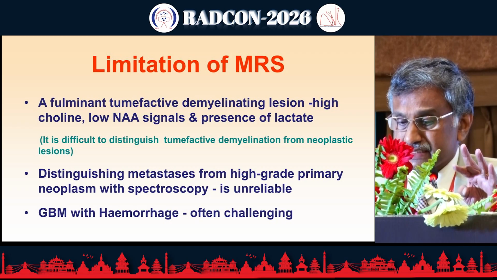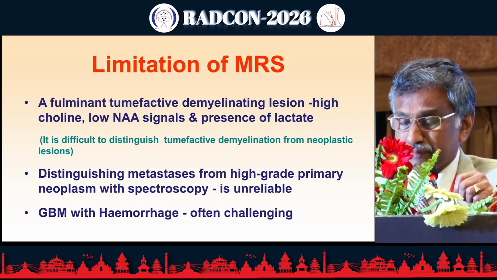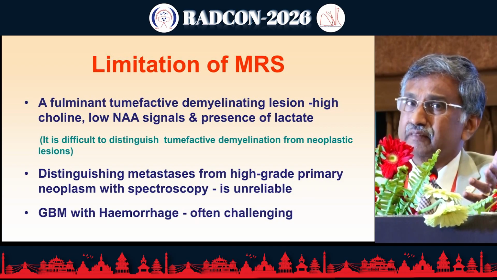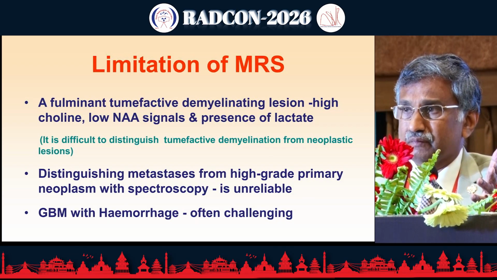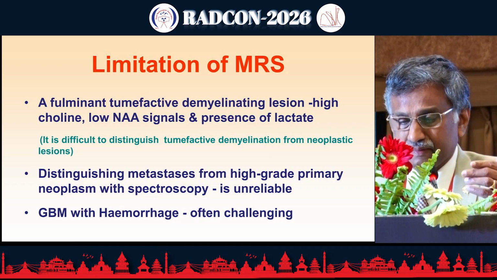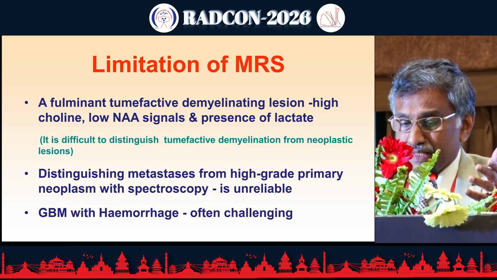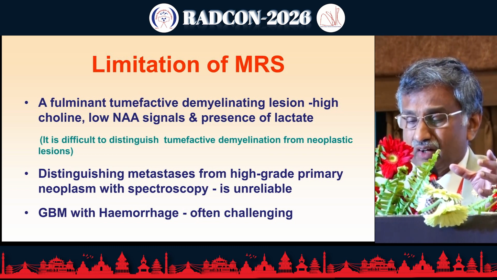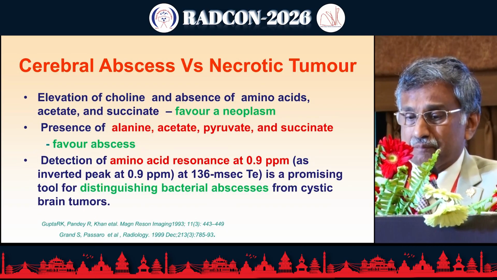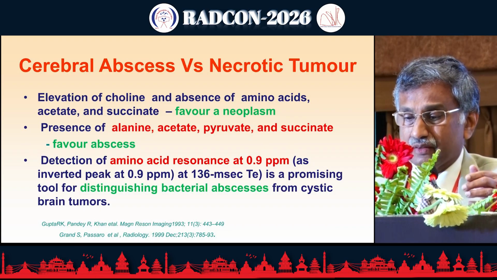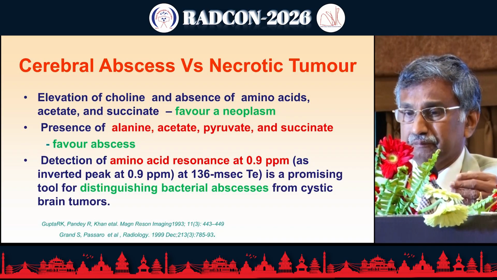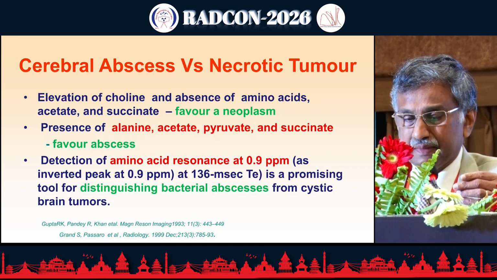Distinguishing metastasis from high-grade neoplasm on spectroscopy is sometimes unreliable, so we have to correlate with the imaging findings as well. Other than spectroscopy, diffusion and perfusion images are important. In GBM, hemorrhage and cystic nature are often challenging, particularly for MR spectroscopy. Coming to the infective process, differentiating cerebral abscess from necrotic tumor is sometimes difficult. In those situations, MR spectroscopy gives very valuable information.